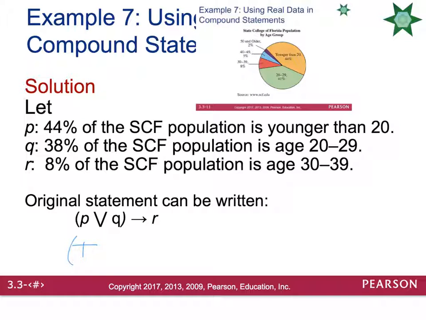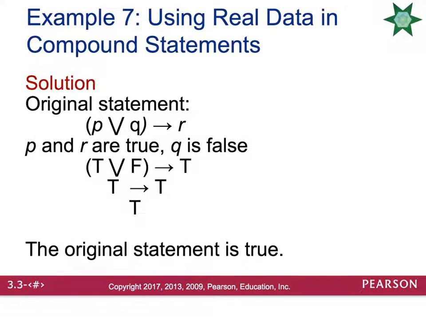So Q is false. So I'm going to put an or and then false. Okay, and then arrow, and let's look at R. R says 8% of the population is 30 to 39, and if we go to 30 to 39, I know it's small type, we do have 8% there, so R is true, so we're going to put in true for R. So basically I just inserted the truth values for P, Q, and R. P is true, Q is false, and R is true.